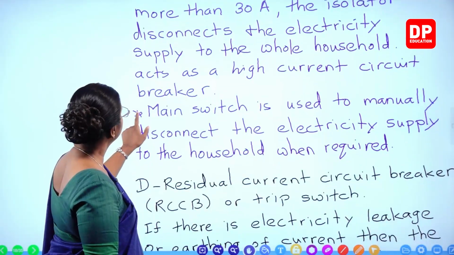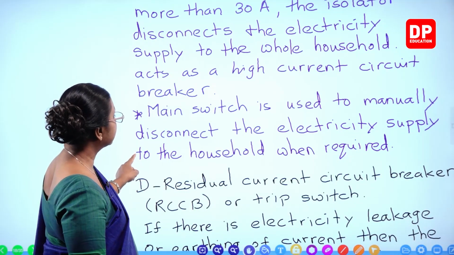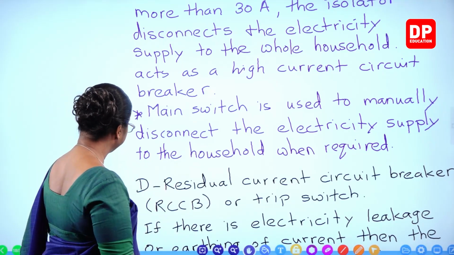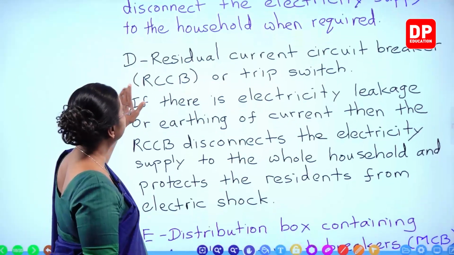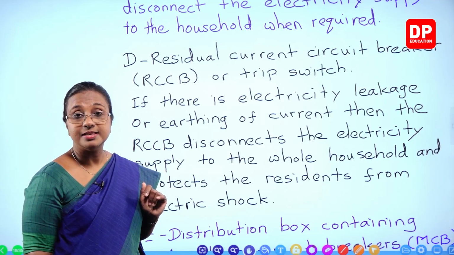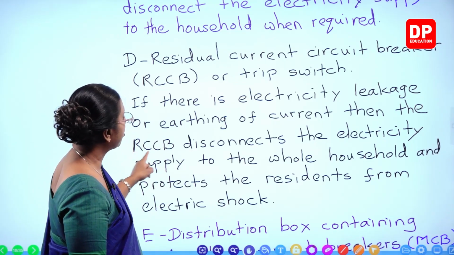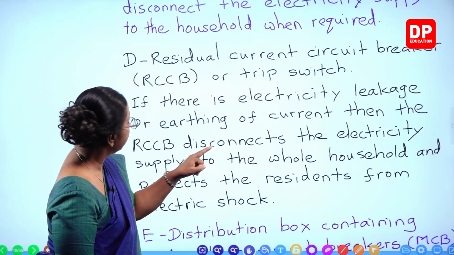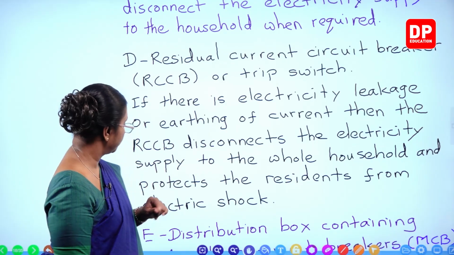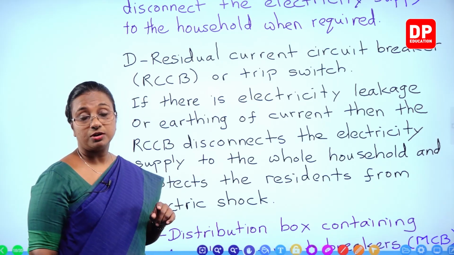And also, you can use the main switch. The main switch is used to manually disconnect the electricity supply to the household when required. And then we have D, that is the residual current circuit breaker, RCCB or trip switch. If there is electricity leakage or earthing of current, then the RCCB disconnects the electricity supply to the whole household and protects the residents from electric shock.